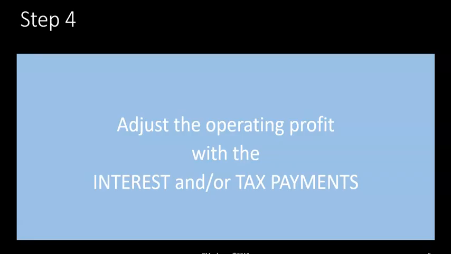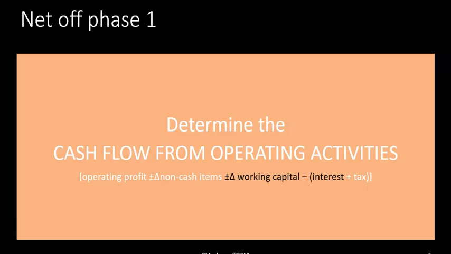Good. So once you complete from step 1 to step 4, then you net off that phase. That is phase 1 of the question completed. That's called the operating activities. So this will give you the cash flow from operating activities. So basically all it is the operating profit plus any changes to your non-cash items plus any changes to your working capital minus any interest or tax that you paid.